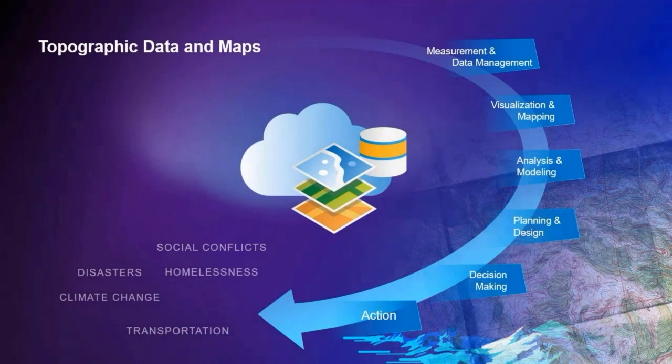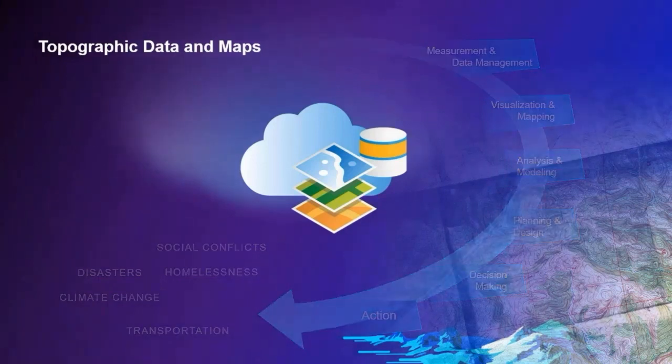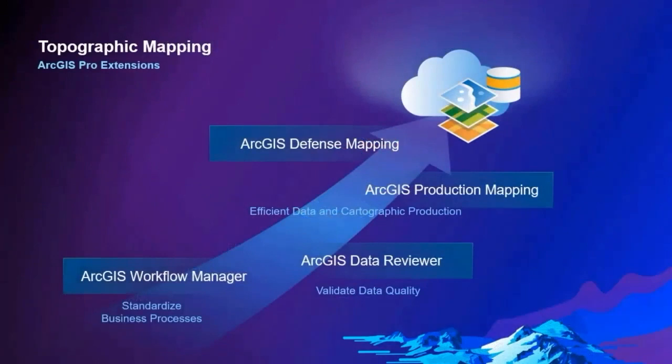Topographic data and maps provide a foundation that can be used for visualization, analysis, and planning to help solve real-world problems like recovering from a natural disaster. In order to meet those needs, it is critical that the foundational data used be authoritative, accurate, and up-to-date. This session will focus on how topographic agencies can use automation to help create and maintain high-quality data and maps.